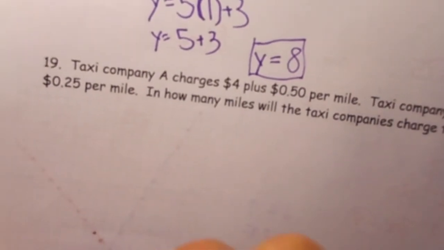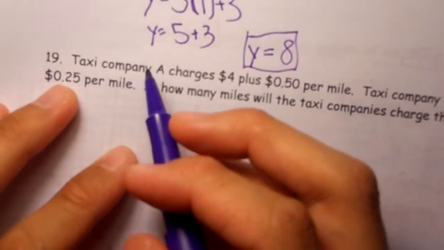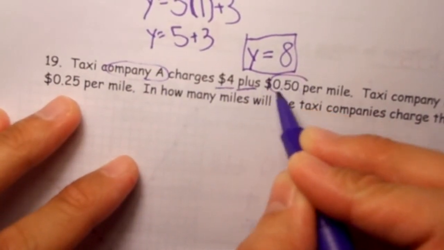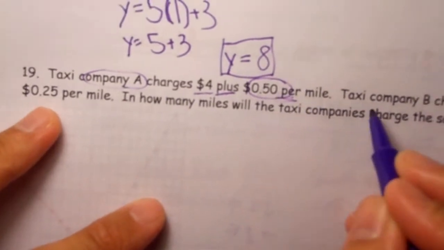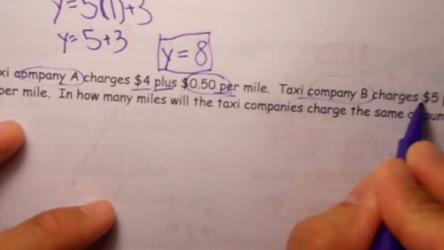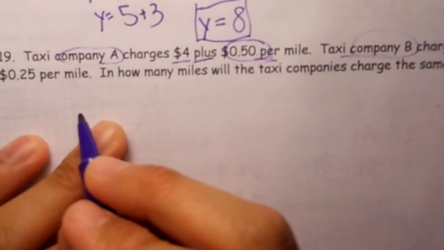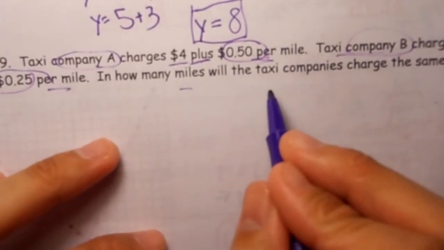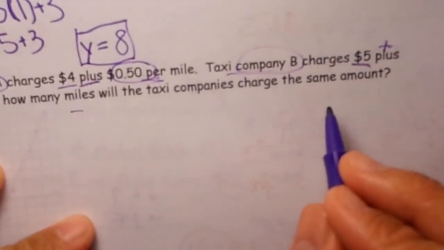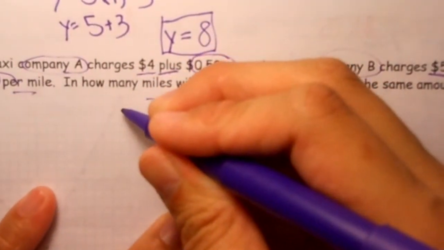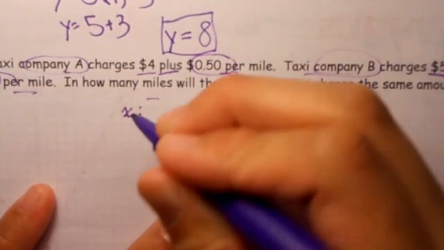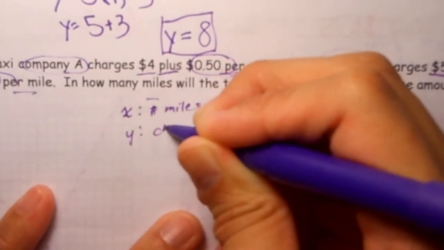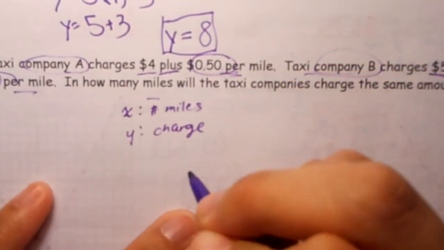Alright, on to our last problem. Now, we have a taxi company A that charges $4 plus 50 cents per mile. Taxi company B charges $5 plus 25 cents per mile. And how many miles will the taxi companies charge the same amount? So let's denote our variables. Let x be the number of miles, and let y be the charge after how many miles.